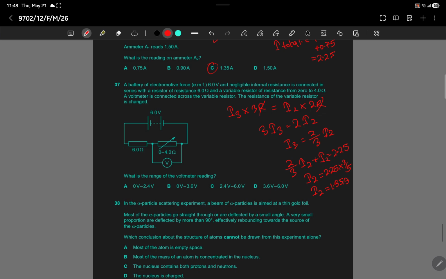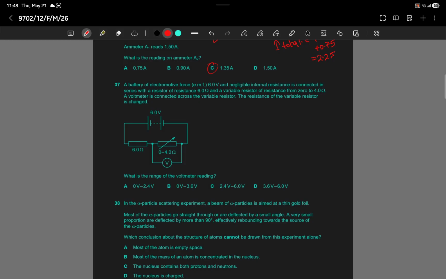Okay, let me now erase all this. I need space for this question as well. So, question number 37: a battery of EMF 6 volts and negligible internal resistance is connected in series with a resistor of resistance 3 ohms and a variable resistor from 0 to 4 ohms. The voltmeter is connected across the variable resistor. The resistance of the variable resistor is changed. So what is the range of the voltmeter?